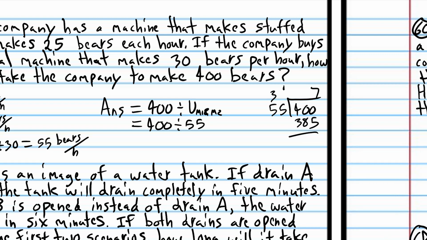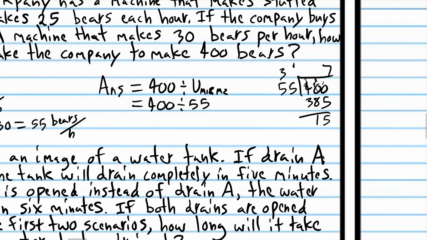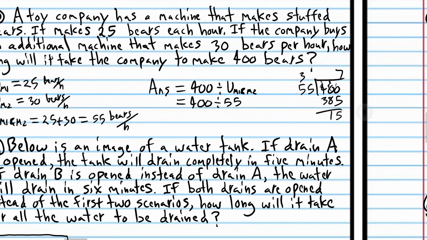And you can borrow from the 4 and do all that type of stuff and make this 10, then borrow. You can review all that, but it's just going to be 15. 400 minus 385 is really easy. You should probably do that in your head. All right, so now we have 7. It's going to take 7 hours.